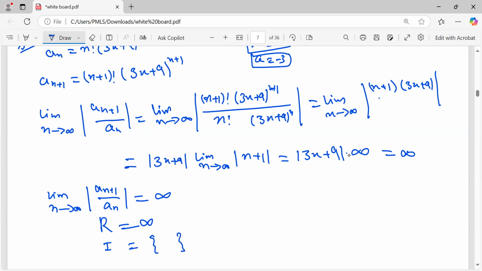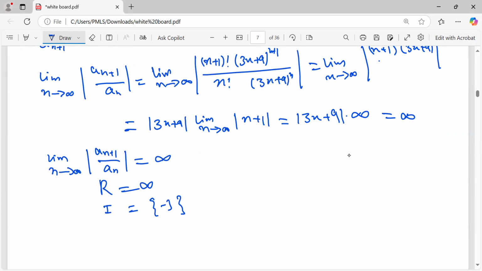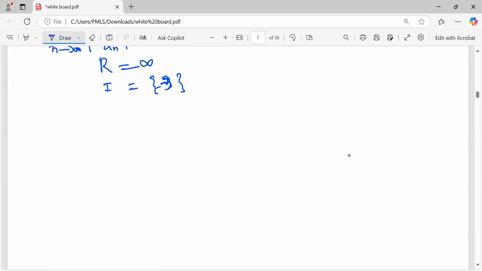What is the center of this one? We found the center, minus 3. So you can say that the series is only convergent at its center, x is equal to minus 3, or you can say that the given series is divergent at all the points except x is equal to minus 3. So this is how we solve the power series, how we find the center of a power series, how we find the radius of convergence and the interval of convergence.